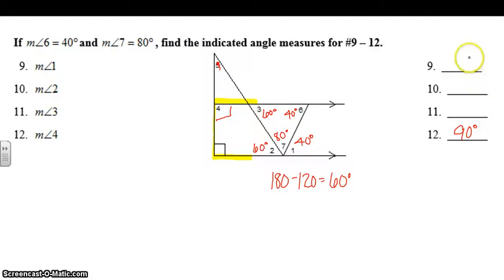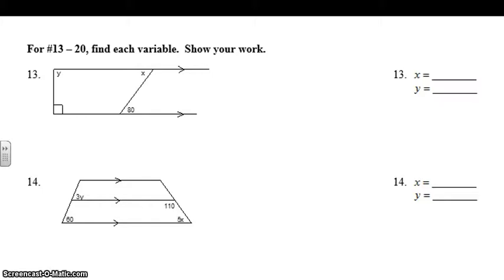Angle 4 is 90 degrees. Angle 1 is 40 degrees. Angle 2 was 60 degrees. And angle 3, which is number 11, is 60 degrees as well. Okay? All right, next, then you had a big section of this kind of stuff. And so I'm going to get my highlighter again and look for those F's, C's, and Z's.